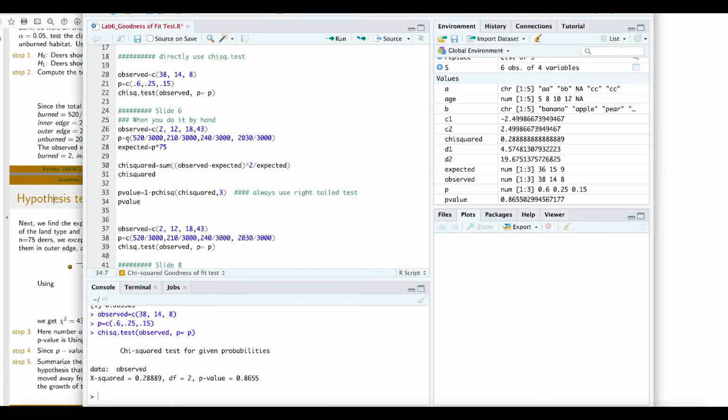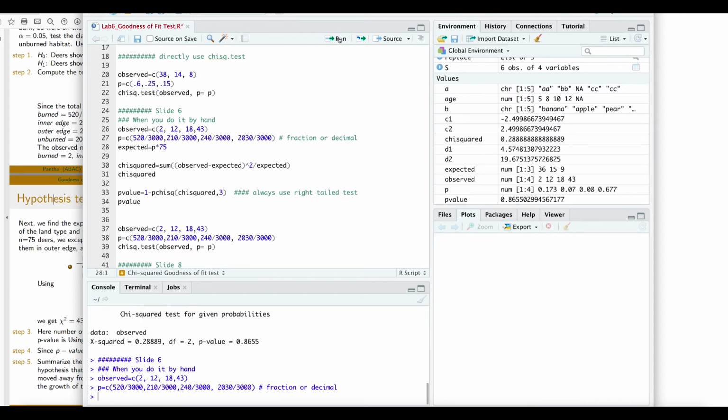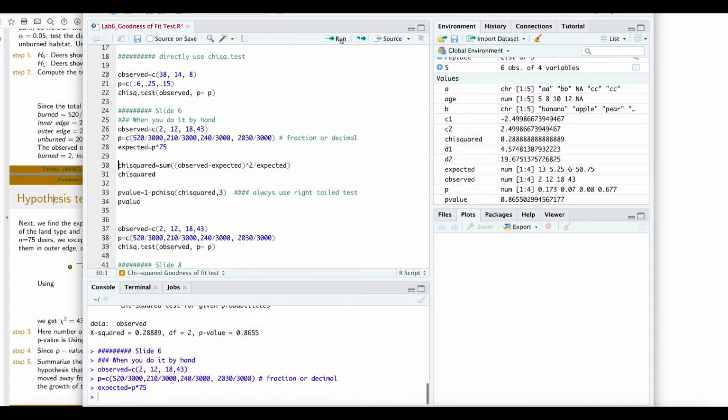And for the probability, usually in here we use the probability or the percentage in terms of decimal. In fraction or decimal, you can write it that way. So 520 over 3000. So this is 520 acres out of 3000, 210 acres out of 3000, and so on. So let me run this one and that one. And the expected is n times p, right? That is the expected.